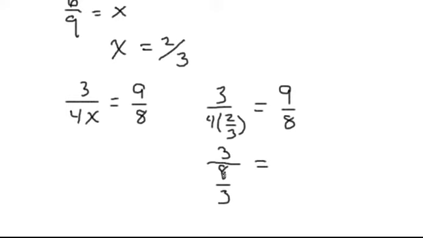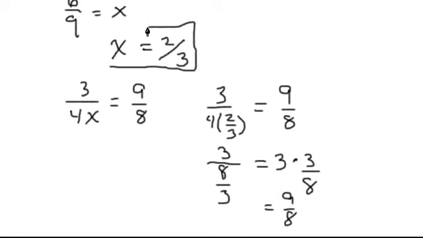But remember how we'd handle this fraction here. You would take 3 times, you flip this guy. So you see we've already gone through all these steps. And what do we get? We get 9/8. So that is the correct solution to this equation.